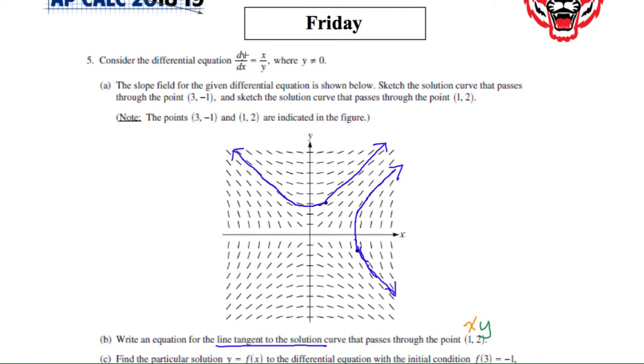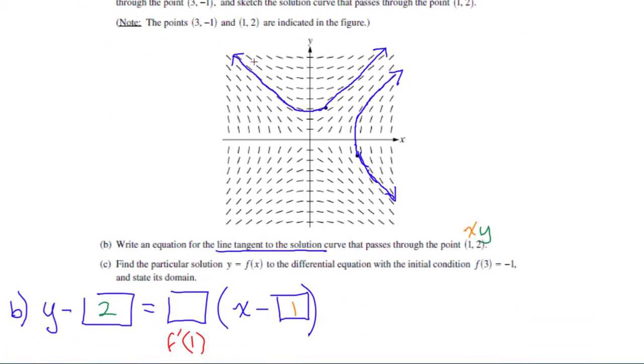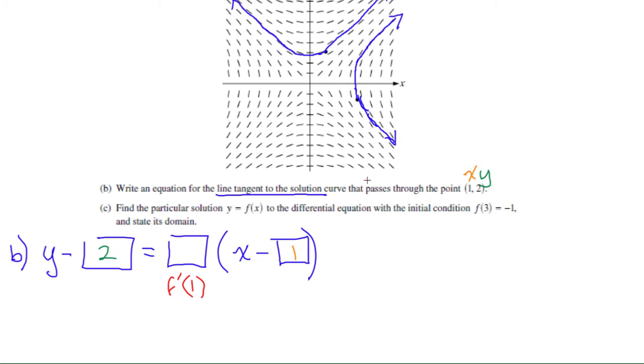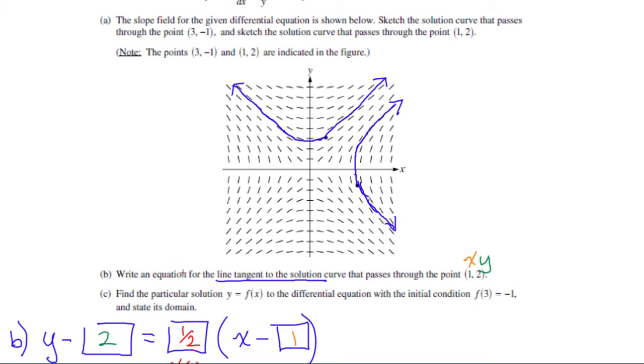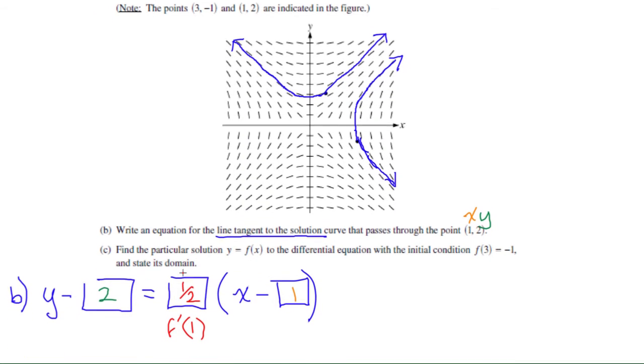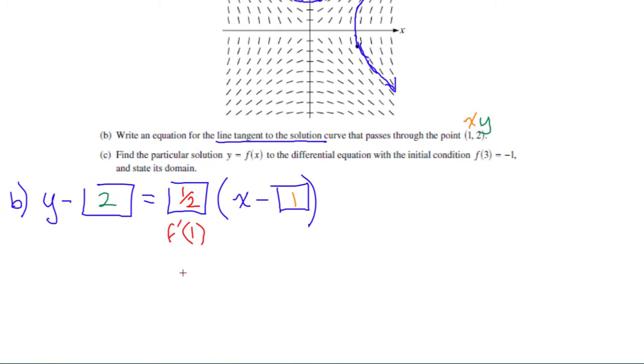Did they give us f prime? Yeah, they did. And it's right there. x over y. It's just x over y. So x over y is 1/2. It's that easy. You just got 2 points. For part B, they give you 1 point if you can find the derivative, which we did, and 1 point if you fill in the rest of the equation, which we did. You just got 2 points. You just got 1 point, maybe 2 points on part A. Probably 2 points. We're up to 4 points already, which means we can get another 5 points on part C.